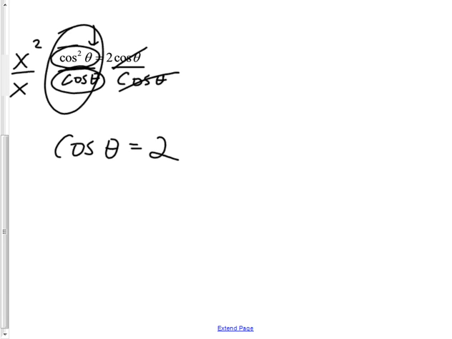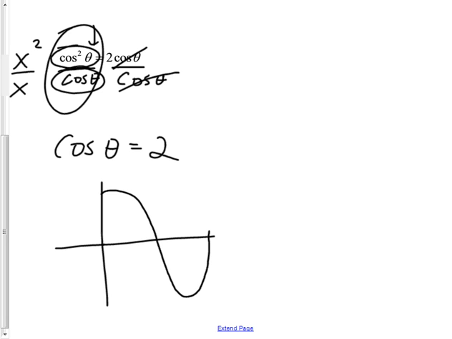And now here's the problem with this problem. When can cosine equal 2? Never. Because if you think about the graph of it, what's the highest cosine ever goes to? And what's the lowest it ever goes to? So therefore, if it ever says cosine is 2, you would say, what? Undefined. Okay?